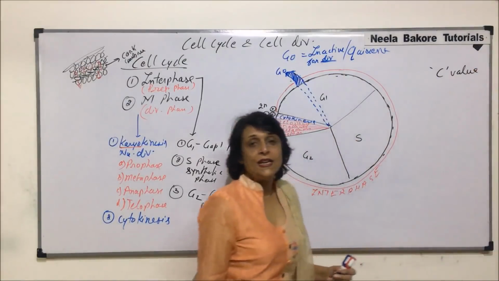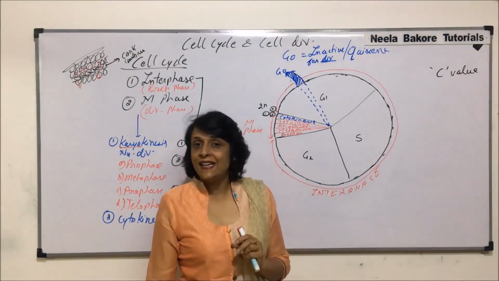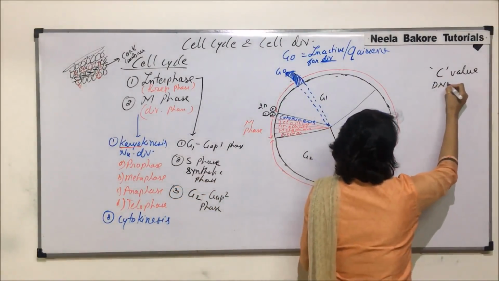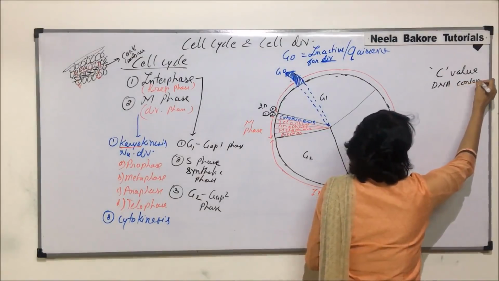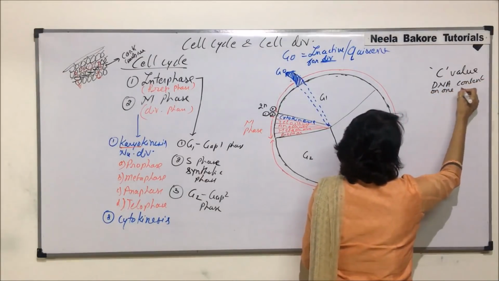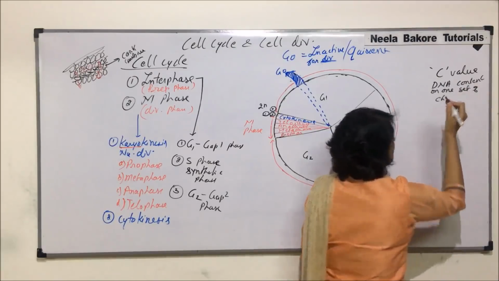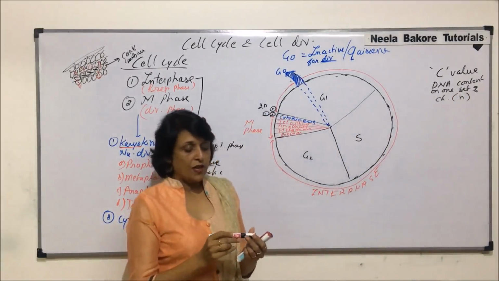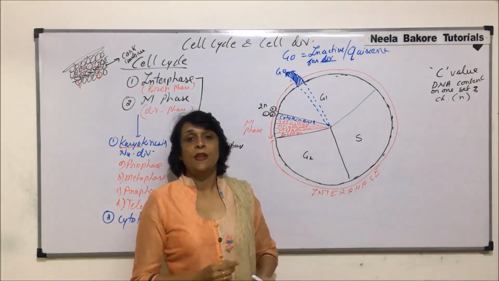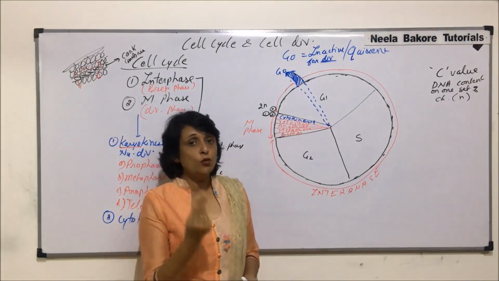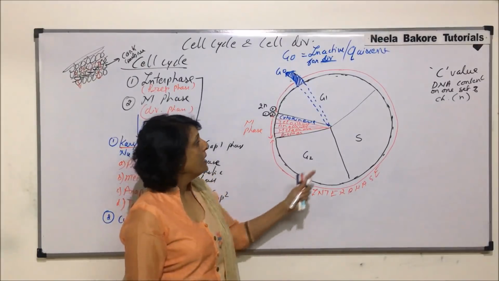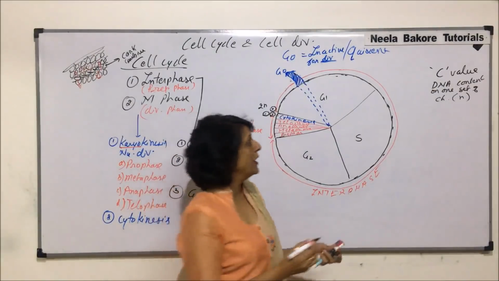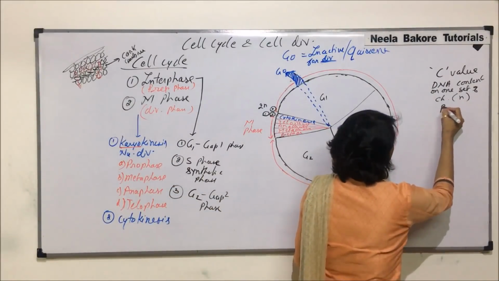C value is the total DNA content which is present on one set of chromosomes. DNA content on one set of chromosome, and one set of chromosome is represented as N. So in case of haploids, there is one set. Diploid cells have two sets of chromosomes, and so on. So this is what is meant by C value, and its unit is picogram. It is always given in picogram.